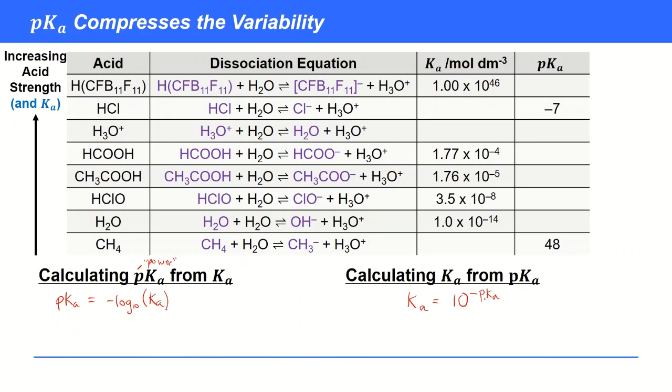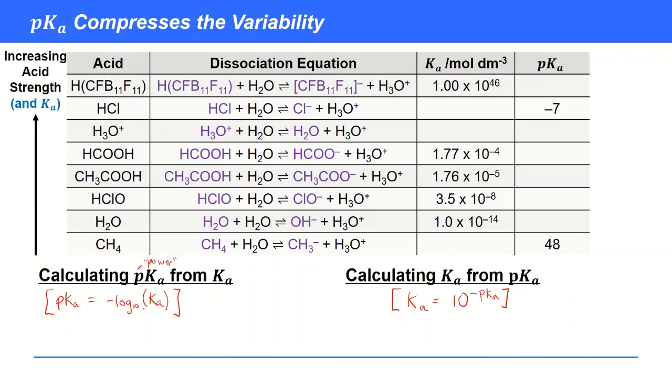So if you have a Ka that's going to be very, very big, then the pKa is going to have to be a negative number, so you get 10 to a positive power. Whereas if you have a Ka which is very, very small, then the pKa is going to be big. So these two formulae are really important that you learn: how you get pKa from Ka, and how you get Ka from pKa.